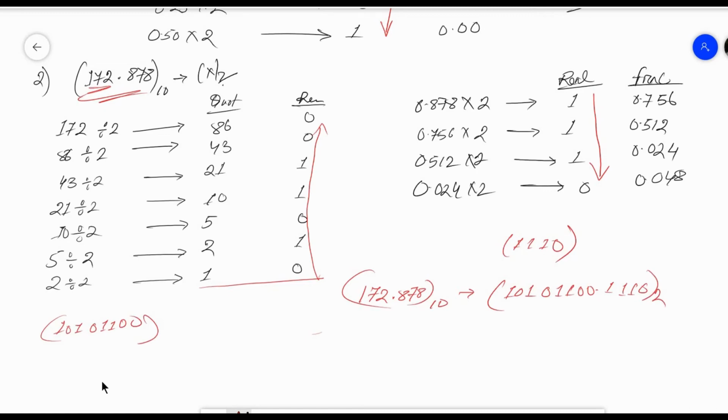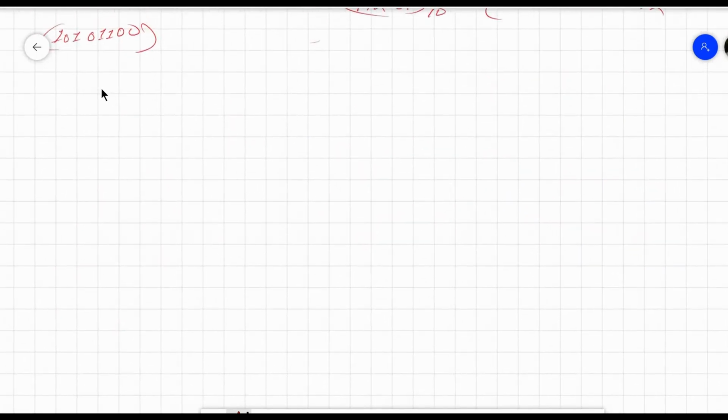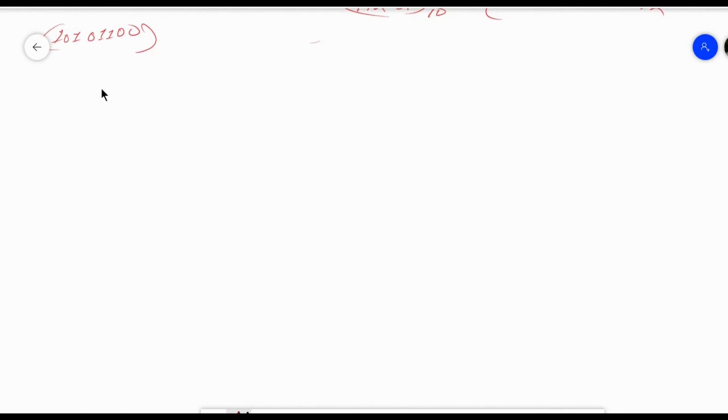Now in the next one, we'll see how to convert from decimal to octal system. So we'll have the third one as 2020.65625 to octal. Now we will go the same way, so we'll take the whole part first.